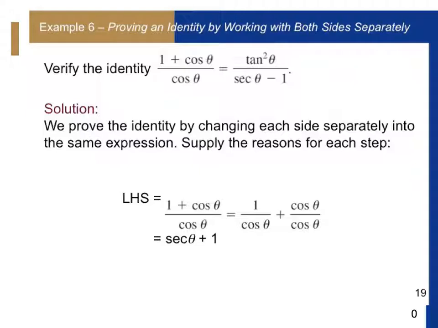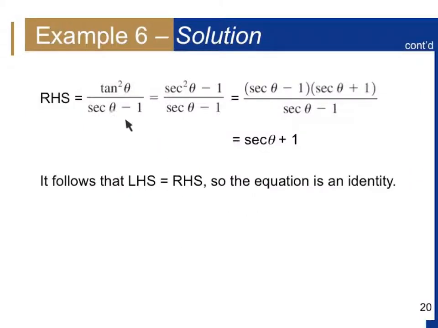Now let's do the right-hand side. We kind of did a trick with the right-hand side. Remember from one of our identities that tangent squared plus 1 is secant squared, right? So tangent squared is secant squared minus 1. If we subtract 1 on both sides, we get tangent squared equals secant squared minus 1. So our right-hand side, RHS, started with this. We're going to change tangent squared to secant squared minus 1. We still have secant minus 1 in the denominator. But recognize that this is a difference of squares, right? This is secant squared minus 1 squared. So we can write it as a minus b times a plus b, or in other words, secant minus 1 times secant plus 1.